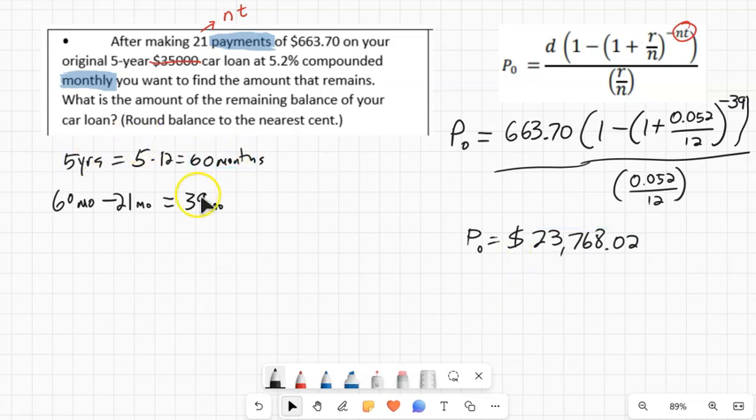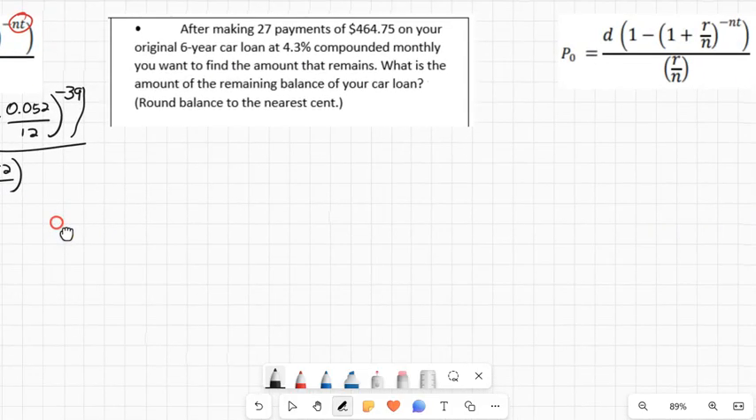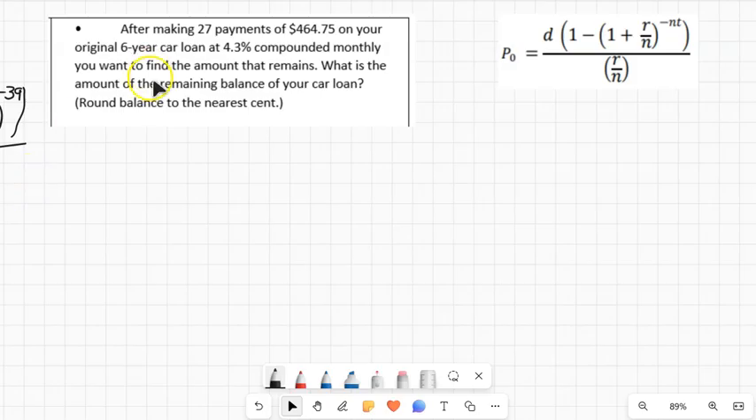So now we have to figure out how many payments are left. That's what NT will be. Keep everything else the same and work out P sub 0. All right, your turn. Go ahead and pause the video and see if you can work out this next question. What you should get is P sub 0 is $19,282.85.